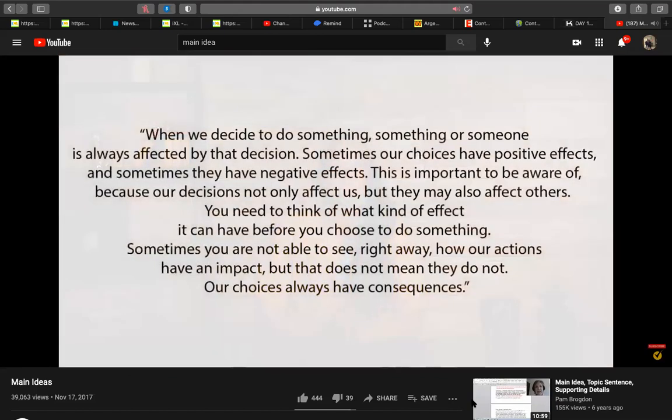When we decide to do something, something or someone is always affected by that decision. Sometimes our choices have positive effects, and sometimes they have negative effects. This is important to be aware of because our decisions not only affect us, but they may also affect others. You need to think of what kind of effect it can have before you choose to do something. Sometimes you're not able to see right away how our actions have an impact, but that does not mean they do not. Our choices always have consequences.